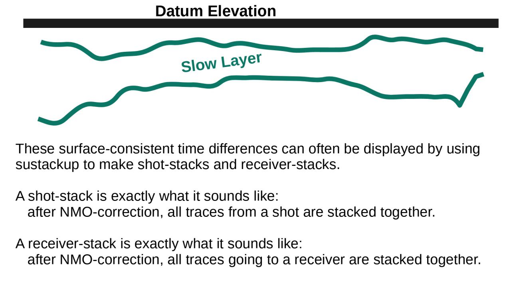These surface consistent time differences can often be displayed by using sustackup to make shot stacks and receiver stacks. A shot stack is exactly what it sounds like. After NMO correction, all traces from a shot are stacked together. A receiver stack is exactly what it sounds like. After NMO correction, all traces going to a receiver are stacked together.